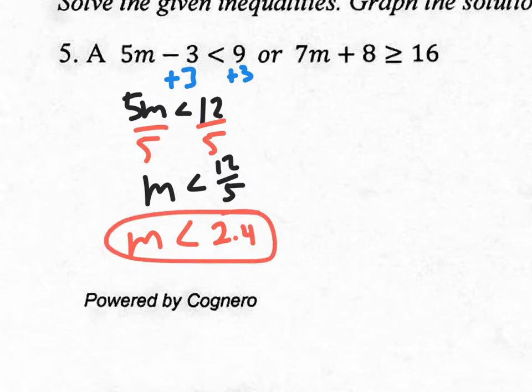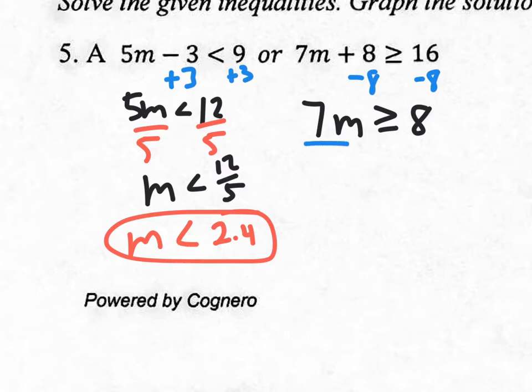Okay? Now let's do the other one. We're going to subtract 8 and subtract 8. You're going to have 7m greater than or equal to 8. And you're going to divide by 7, divide by 7. You're going to have m is greater than or equal to 8 sevenths, which 8 divided by 7 on a calculator is 1.14. So you could just say 1.1.